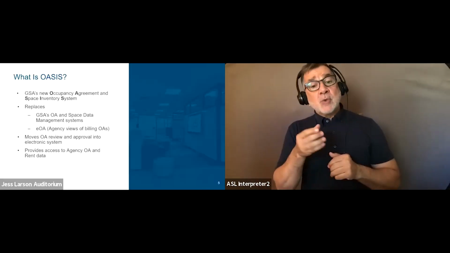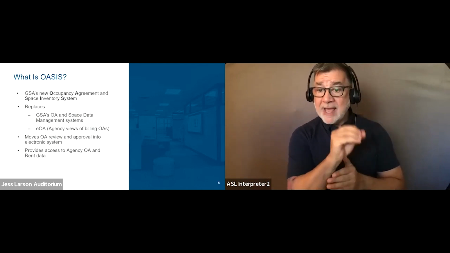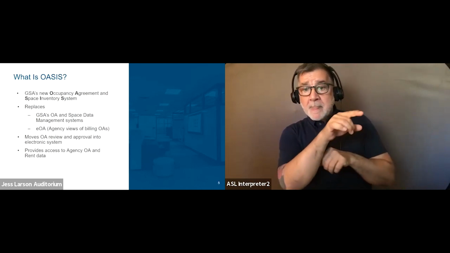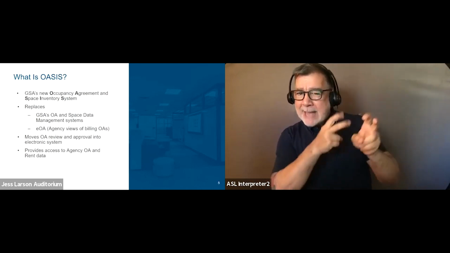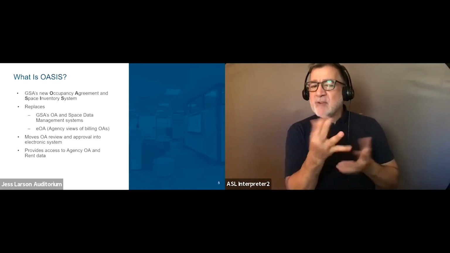So basically, we're replacing our OATool and our eSmart system that does the building drawings. EOA is something that's online on gsa.gov where you can download your existing occupancy agreements that are currently in effect, so you can see them if you need them.